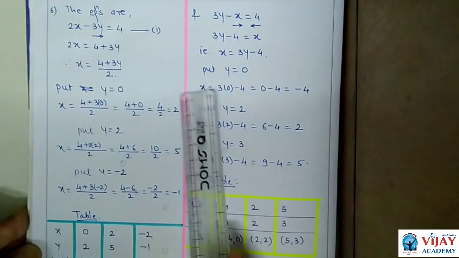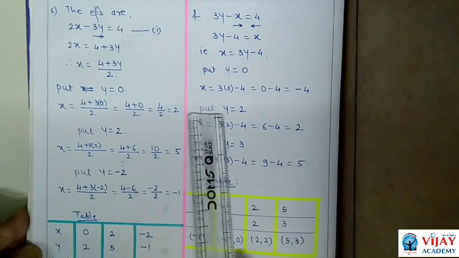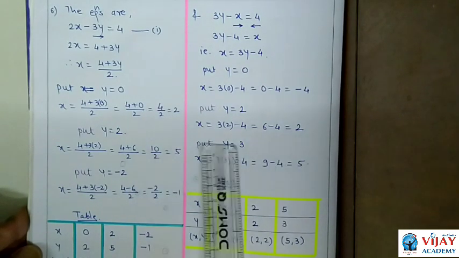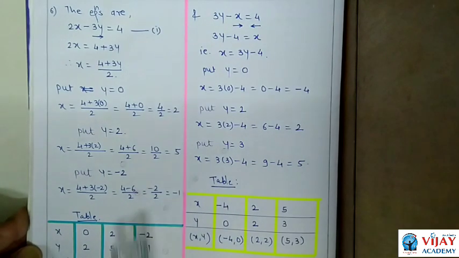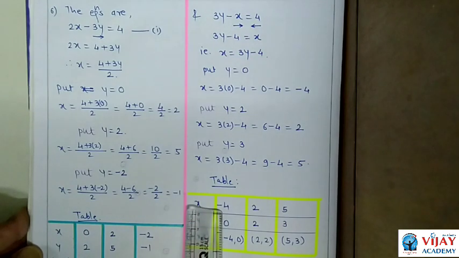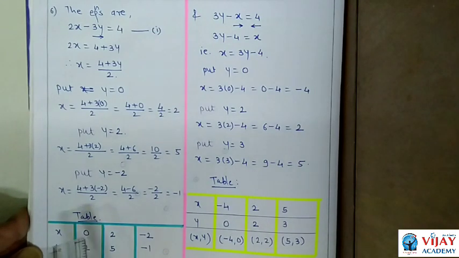If you substitute y = 0, 3 × 0 - 4, 0 - 4, we get -4. y = 2, 3 × 2 = 6, 6 - 4 we get 2. y = 3, 3 × 3 = 9, 9 - 4 is equal to 5, and we get the table: x is -4, 2, 5 and y is 0, 2, 3.